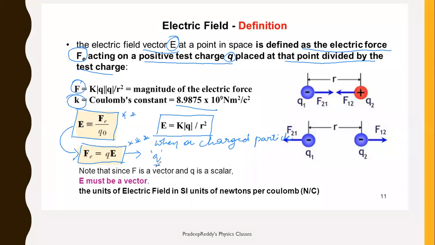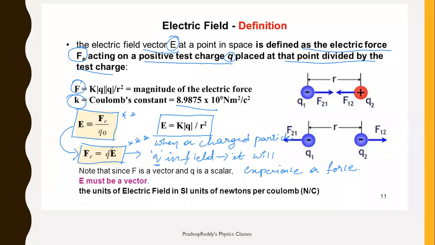q, this is the test charge. When you are placing a test charge in the electric field of another charge capital Q, it will experience a force, and that force usually depends upon the charge. Say for example, if it is a positive charge, then this will be positive. Fe and E both are in the same direction.